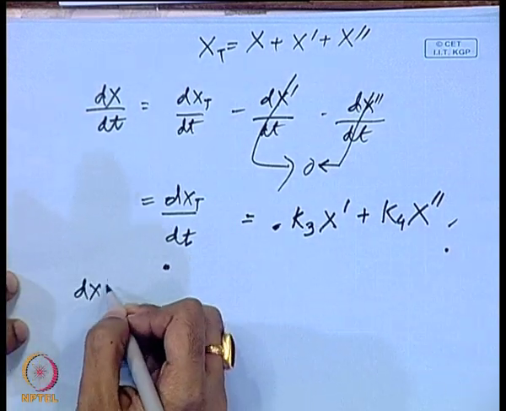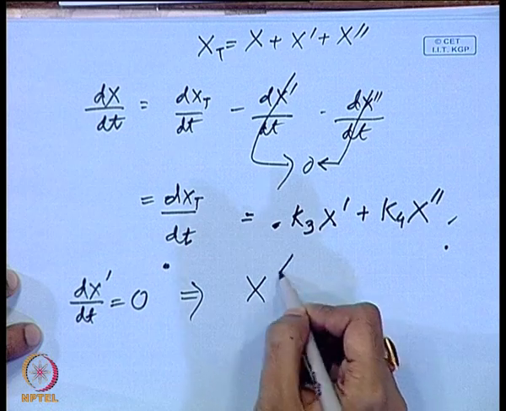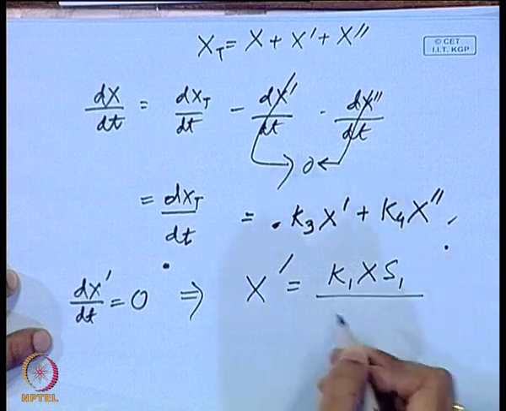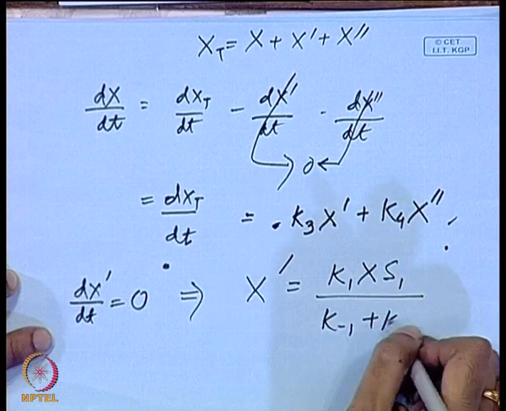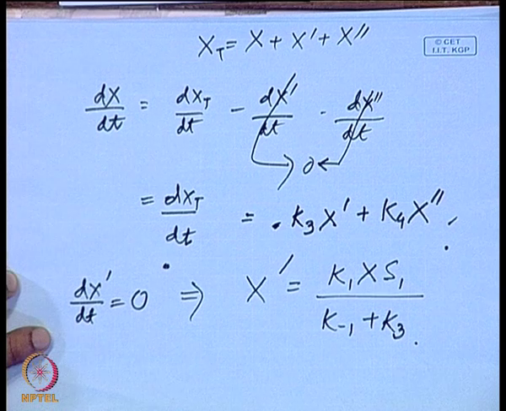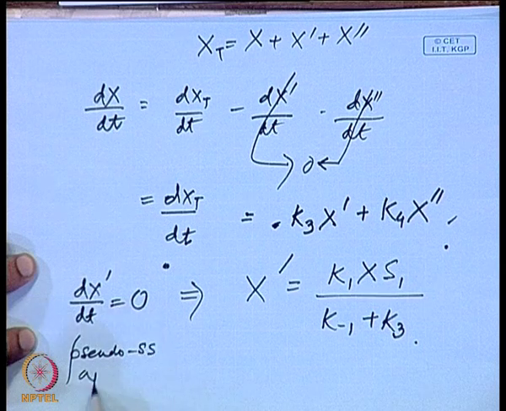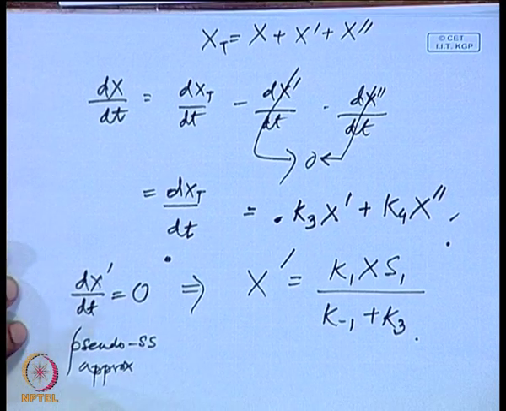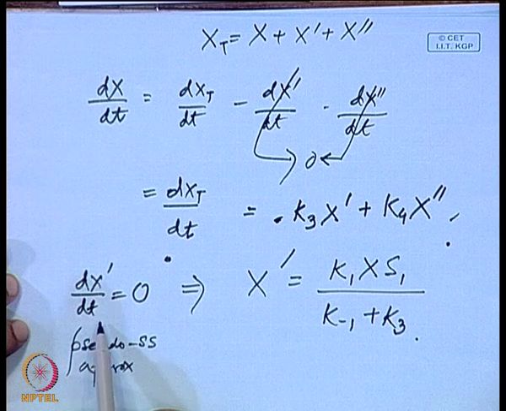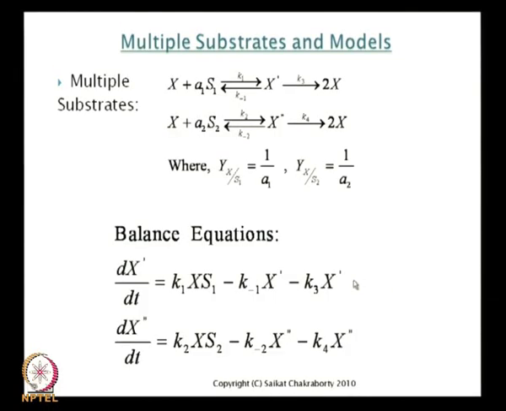Now dx prime dt equals 0. So x prime equals, if you go back to your notes, I can go back to the slide in a minute, but just let me write this. This is what I get if you go back to your notes and the pseudo steady state approximation. This is what we meant. So you will see that dx prime dt equals 0 would give you this. And if you have a doubt, I'll go back to it.